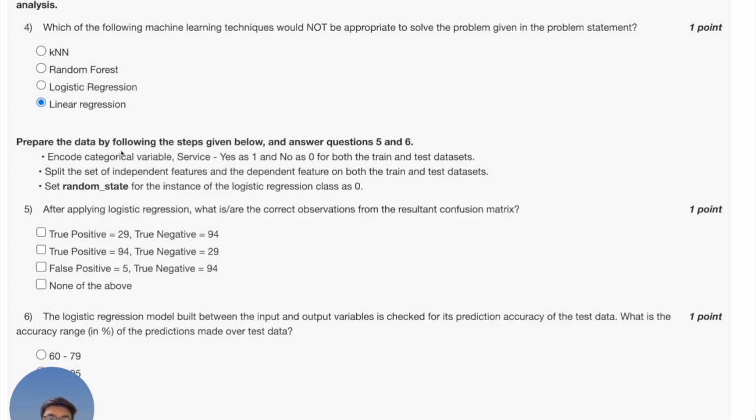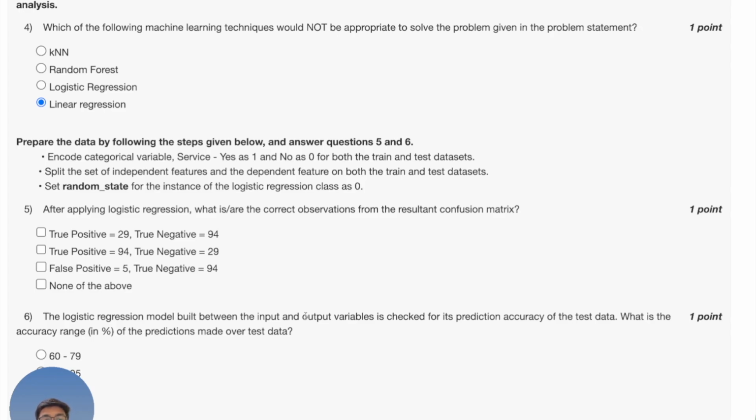and 6. Okay, cool. Encode the categorical values of the variable services: yes as 1 and no as 0, for both the train and test data sets. Split the data into independent and dependent features for both the train and test data sets. Set random state for the instance of the logistic regression class as 0. Cool. I haven't understood anything, but still we'll try to answer. Let's go.